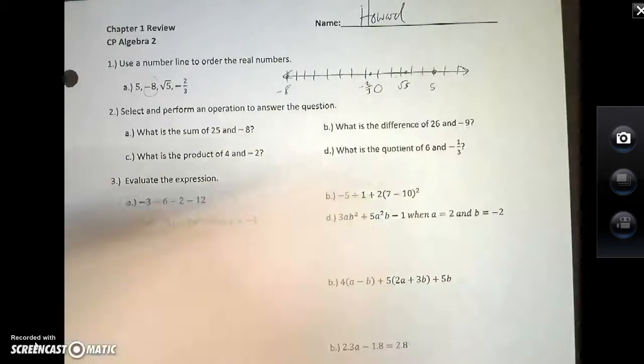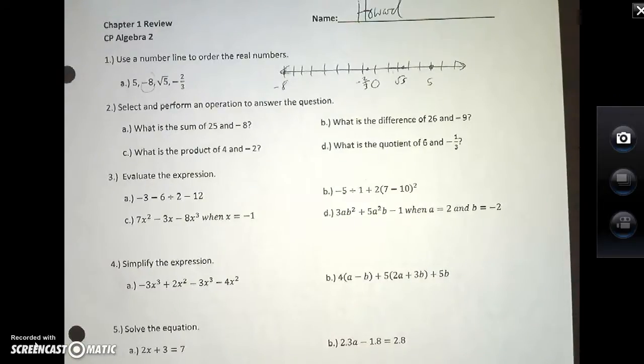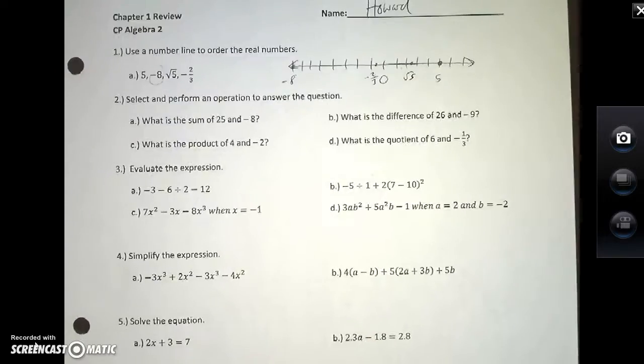One more thing you could do, think to yourself, perfect squares. The square root of 4 is 2. The square root of 9 is 3. 5's between those two, or the square root of 5 is between those two, so obviously it's going to be between 2 and 3. Okay, very good.